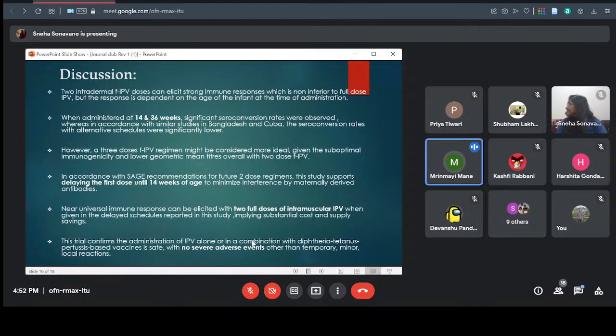So moving on to the discussion part, two intradermal fractional IPV doses can elicit strong immune responses, which is non-inferior to full dose IPV, but the response is dependent on the age of the infant at the time of administration. When administered at 14 and 36 weeks, significant seroconversion rates were observed, whereas when vaccines are administered at alternative times or alternative schedules, the seroconversion rates were significantly lower. Similar studies in Bangladesh and India tested for alternative schedules, and the seroconversion rates were significantly lower.